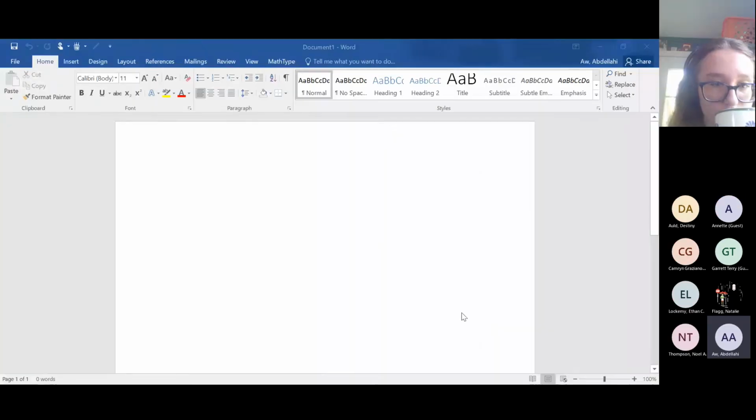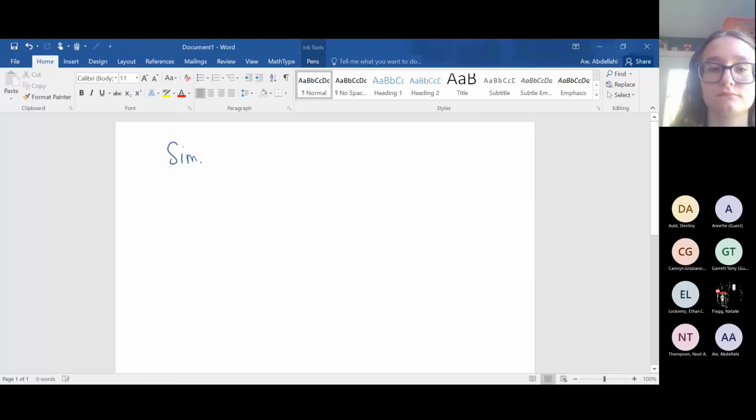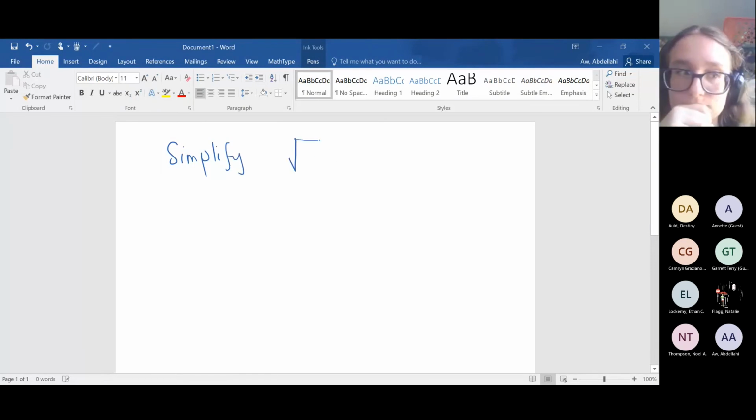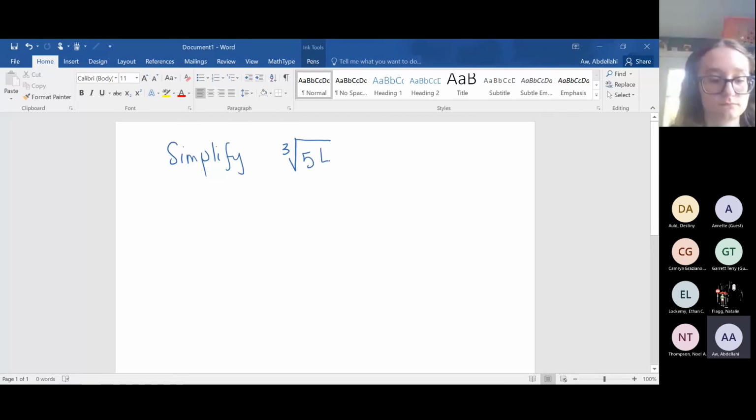All right. So everybody is able to see my file? Yes. All right. So for instance, we can say simplify, for instance, the cube root of 54.